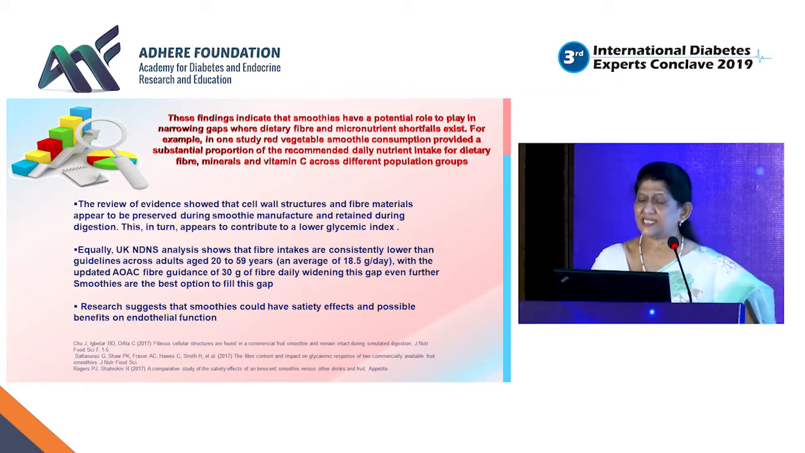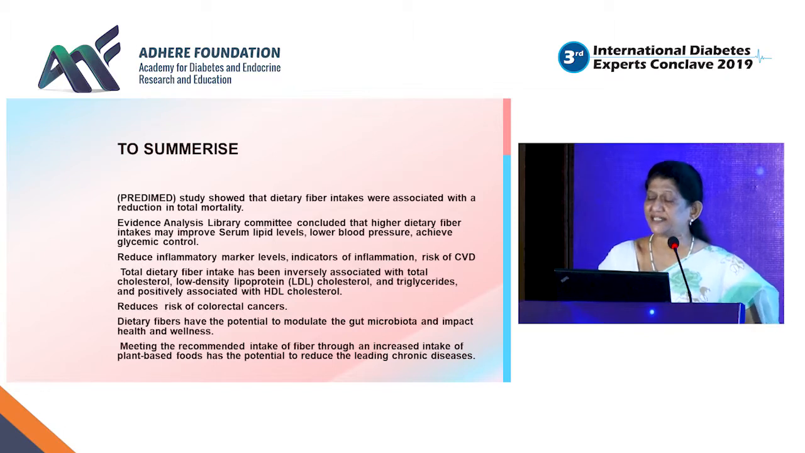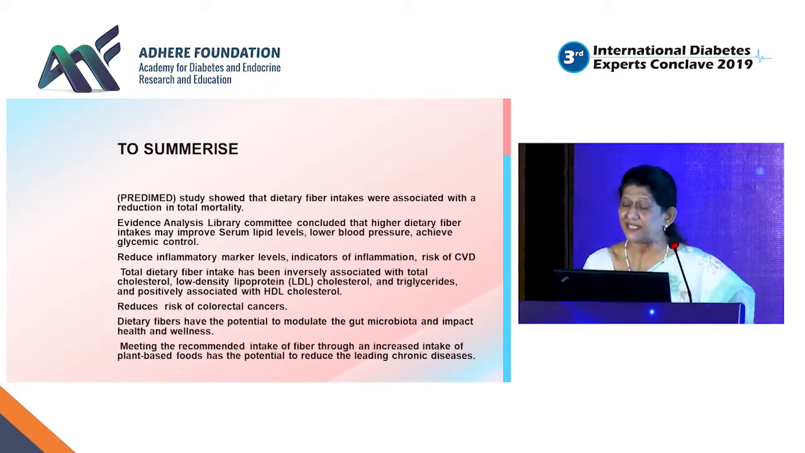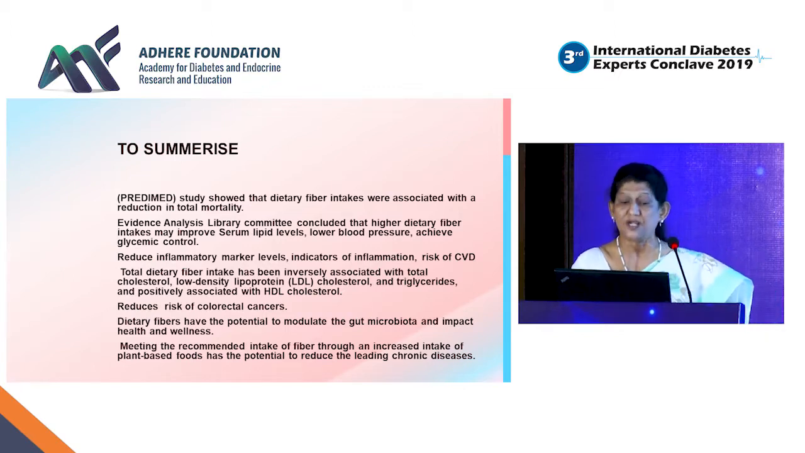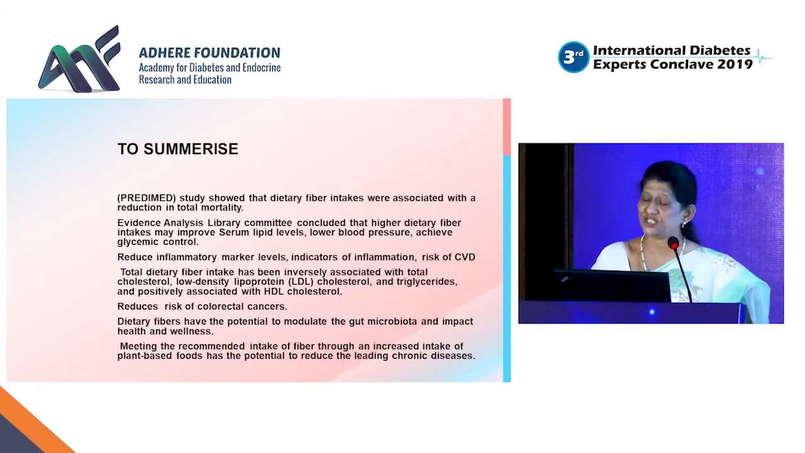To summarize, the PREDIMED study showed that dietary fiber intake was associated with a reduction in total mortality, all-cause mortality. The Evidence Analysis Library concluded that dietary fiber intake may improve serum lipids, lower blood pressure, achieve glycemic control, and reduce inflammatory markers, indicators of inflammation, and risk of CVD. Total fiber intake has been inversely associated with LDL, and with reducing colorectal cancer, which was much earlier evidence.